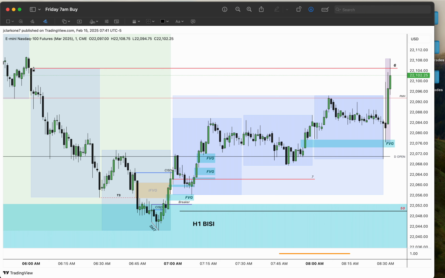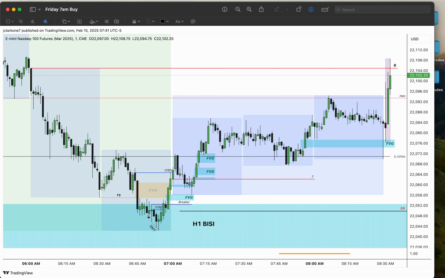So we open, we don't form a wick, which is very important. That's something you'll see a lot, and that makes me extra bullish when we open without a wick and just drop lower. So we get down into the H1 BISI, we have SMT down here, and we have multiple CSDs.